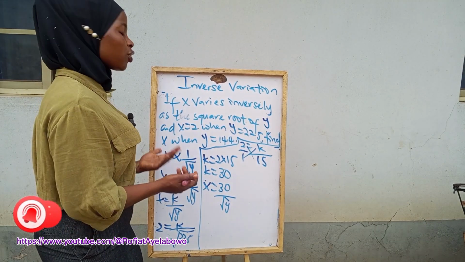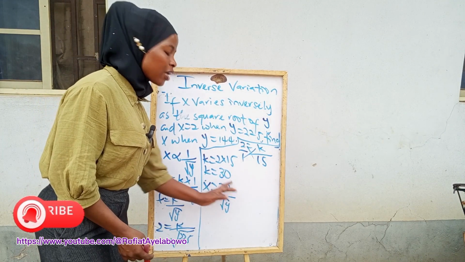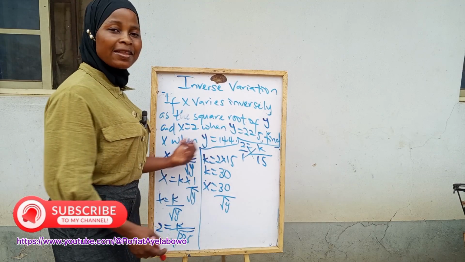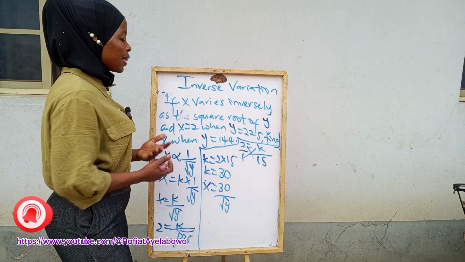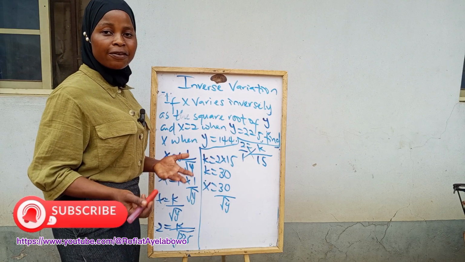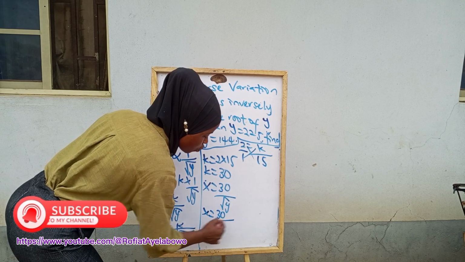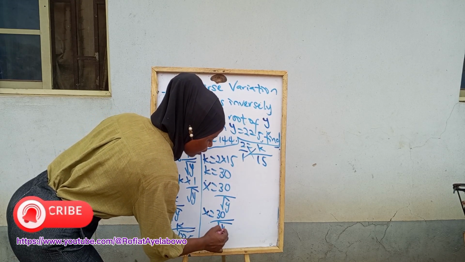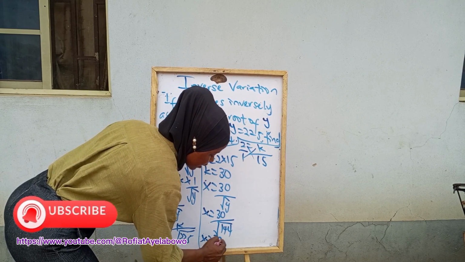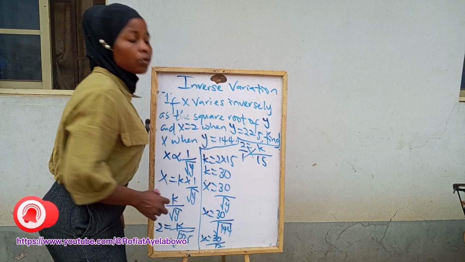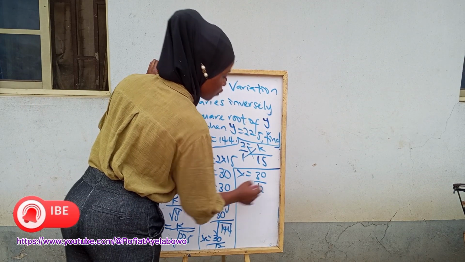Now let's proceed. We are told to find the value of x when y is equals to 144. We are going to make use of this equation to find the value. That is, where you have y, substitute 144 there. We have x is equals to 30 over square root of 144. Square root of 144 is 12. X is equals to 30 over 12.